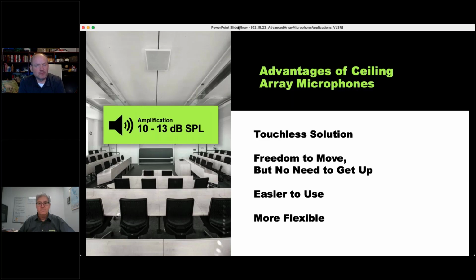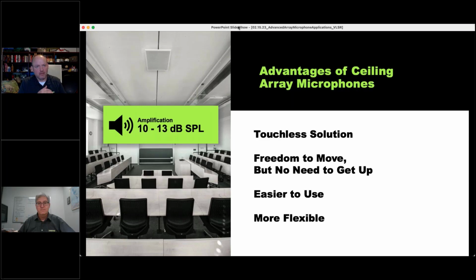And the 920 is really the first one. The 910 could get us there. The 920 is going to get us there with headroom because we've narrowed the beams down. We're able to get 3 dB more of output from the 920 than we could in the past with the 910. All these advantages of the ceiling array microphones that we're talking about are advantages for the end user.